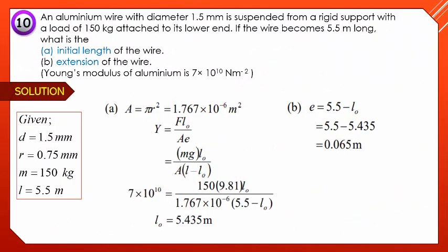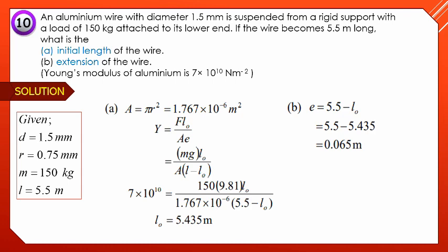Referring to question number 10, an aluminium wire with a diameter of 1.5 mm is suspended from a rigid support with a load of 150 kg attached to its lower end. If the wire becomes 5.5 meters long, what is the initial length of the wire and the extension of the wire?